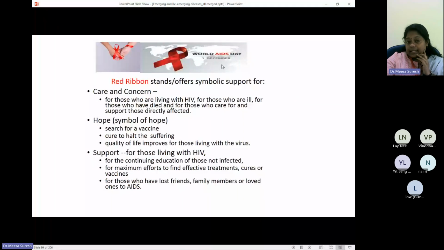And AIDS Day for its prevention is on the 1st of December, and we have the red ribbon as a sign for the control or the symbolic support for the AIDS patient, which indicates care and concern, hope, and also support.